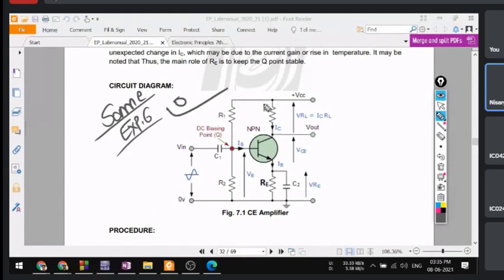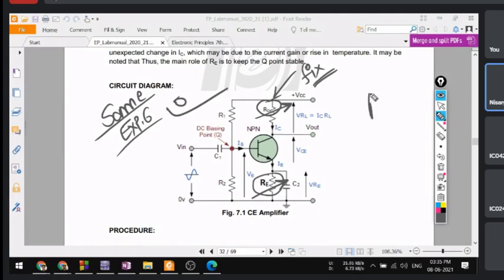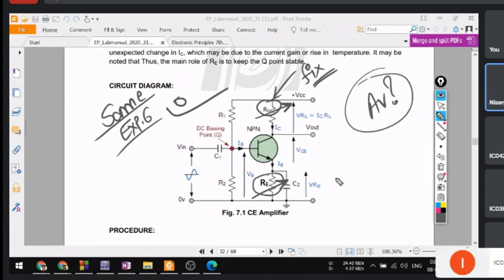Now in experiment number 6 we varied this RC. But in this experiment we will keep the RC value fixed. The collector resistor will be fixed, and we will vary this emitter resistor RE. And we will see how your gain is varying. So how the voltage gain is varying, that we will see in today's experiment.